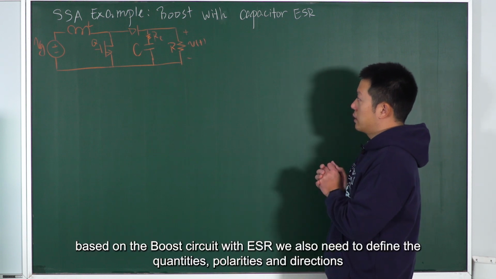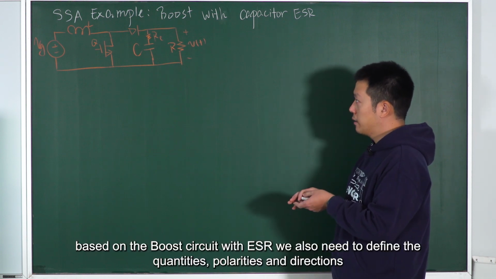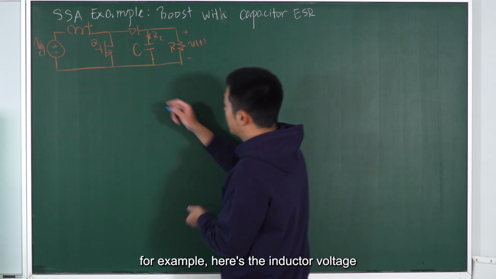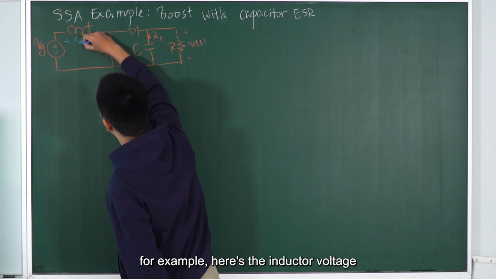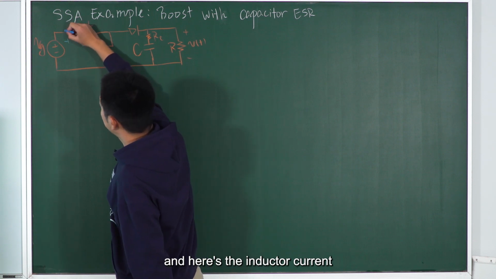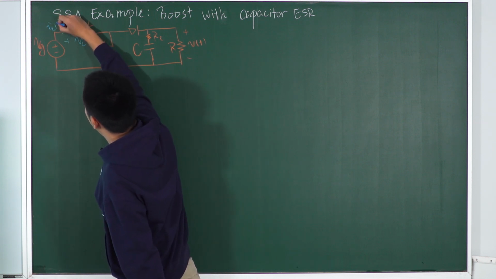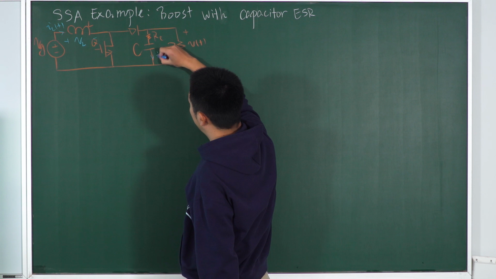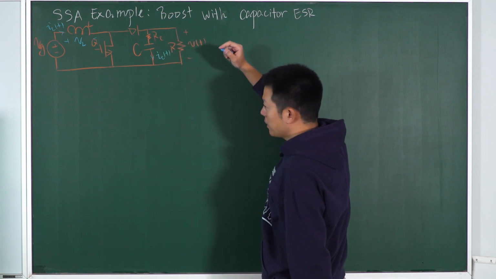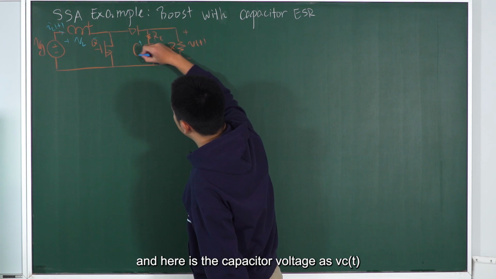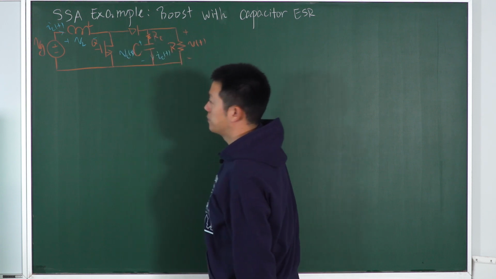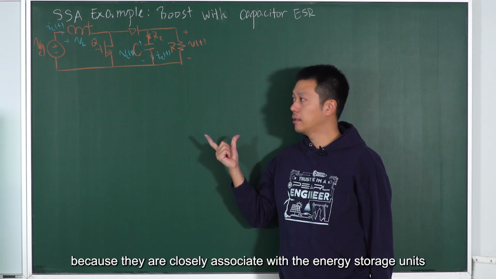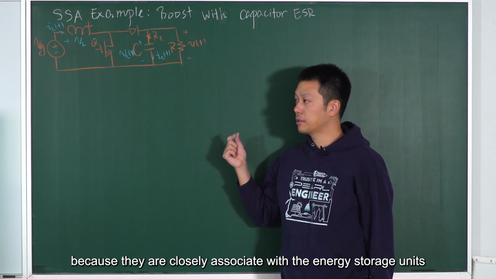Based on the boost circuit with ESR, we also need to define the quantities, polarities, and directions. For example, here's the inductor voltage, and here's the inductor current. And here is the capacitor current. And here is the capacitor voltage as VC. We care about those parameters very much because they are closely associated with the energy storage units, right?